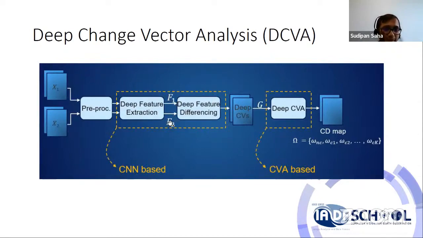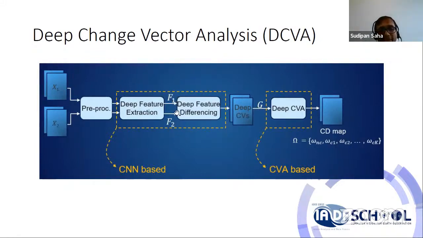This F1 and F2 will have variable dimensions depending on which layers you are choosing to take the features from, right? Let's say you are taking the features from the first layer of the CNN, and let's say the first layer of the CNN has 64 filter kernels. So this F1 and F2 will be 64 dimensional. If you are taking it from the second layer, and let's say the second layer has 256 dimensional features, then it will be 256 dimensional. It depends, okay?